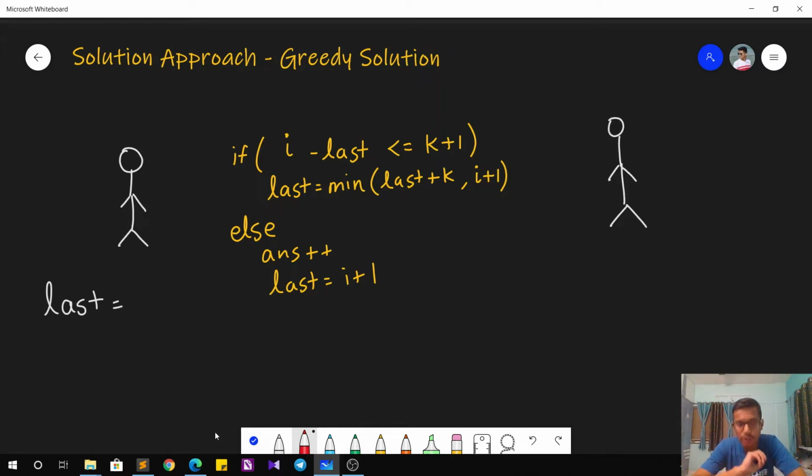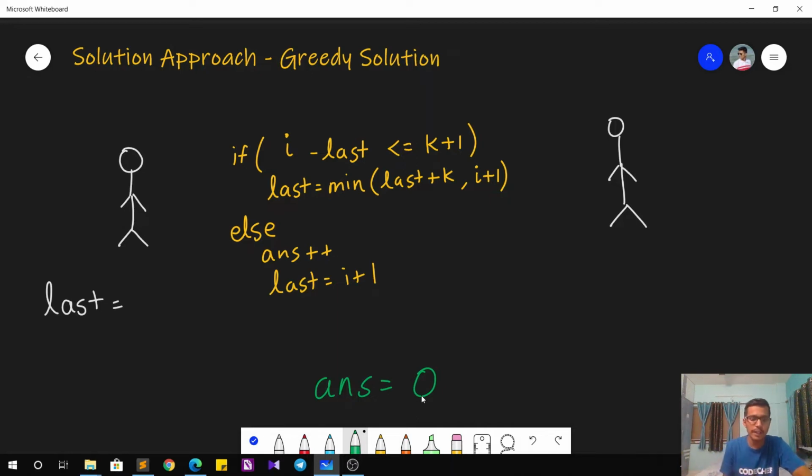So first of all, we are going to need two variables. That is the variable answer, which keeps track of the current answer, that is the minimum number of friend groups. And of course, initially its value is going to be 0 because there are no friend groups initially. We have not seen any person.